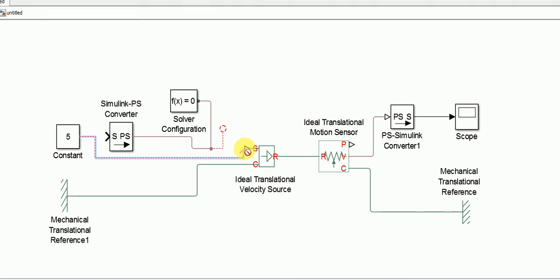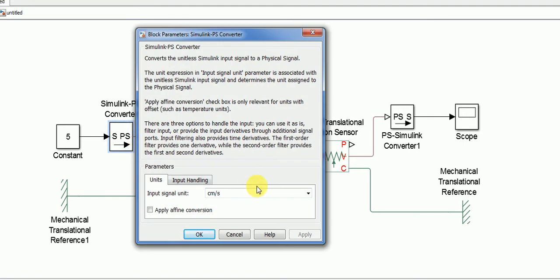See, I am not able to connect. It's not connecting. The reason is this block is from Simscape, and Simscape is designed for physical systems. Physical quantities require a unit, and this is only a signal. There is no unit, just a constant 5. So we need a unit. For adding a unit to the signal, we need this Simulink-PS Converter block. This will add a unit. See, this is centimeter per second.